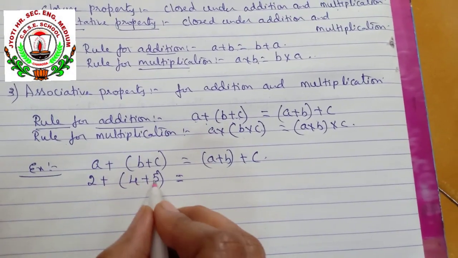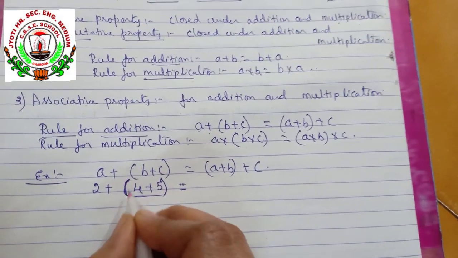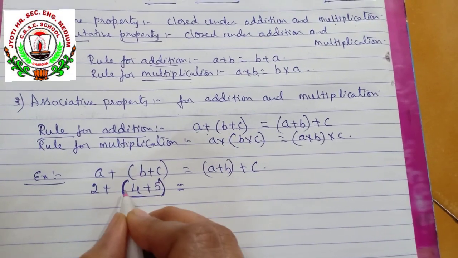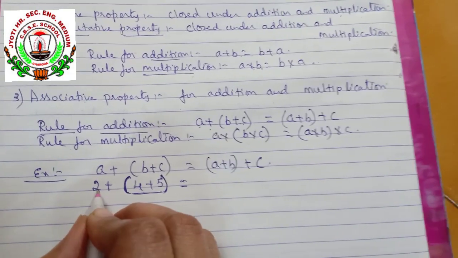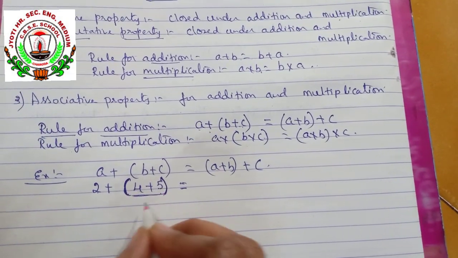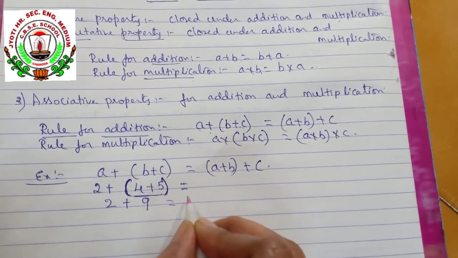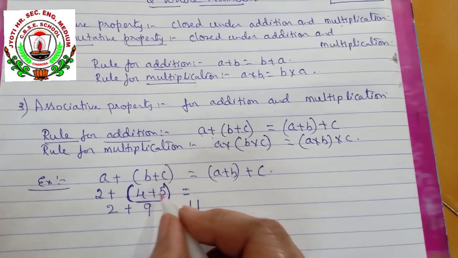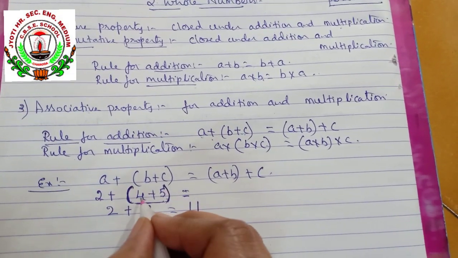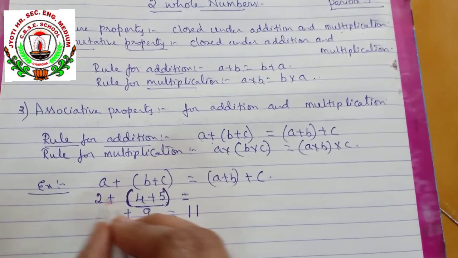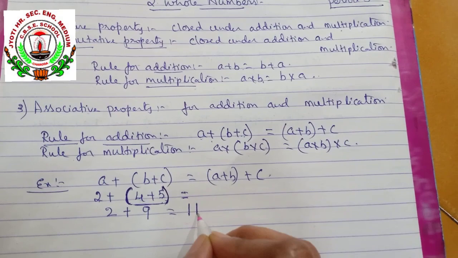First I am going to add 4 plus 5. The bracket one I am going to add first. I have written it in a bracket so that I can add these two numbers first, then add with the third number. That is 4 plus 5 is 9. 9 plus 2 is 11. When I interchange the bracket from 4 plus 5 to 2 plus 4 or 2 plus 5, anything, the answer will be the same.